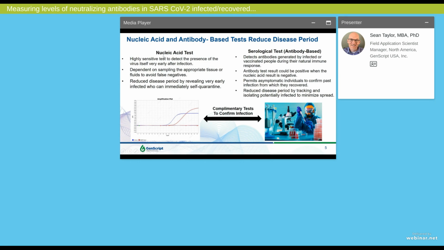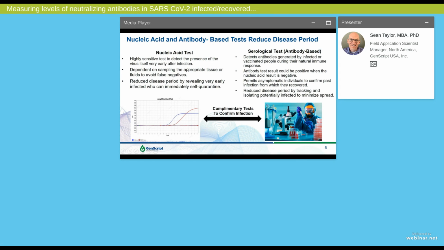So if we look at the comparison between a nucleic acid test and a serology test, the nucleic acid test is a very highly sensitive test for early detection. And this is because it's detecting the RNA while the virus is still propagating in the body. But it is dependent on sampling. I've seen a lot of these nucleic acid tests come back negative simply because the sample wasn't taken appropriately and the RNA degraded in the sample. And if you have degraded RNA, then again the test will come back negative, and that'll be a false negative. That patient was positive, but because the sample wasn't handled properly, it could come back negative.